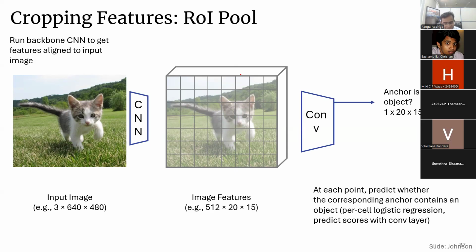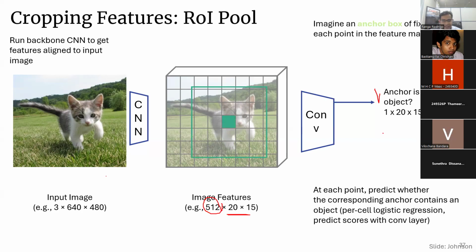Anchor is an object. Is anchor an object or not? So if you have a 20 by 15 grid here, each grid point has 512 features. We ask, is anchor an object or not? That decision. At each point, predict whether the corresponding anchor contains an object per cell. Logistic regression predicts scores with a conv layer.